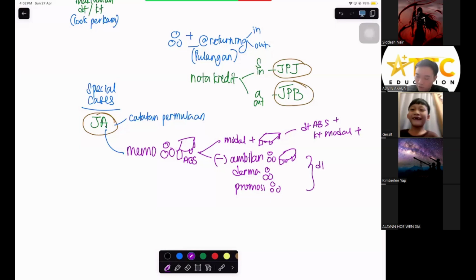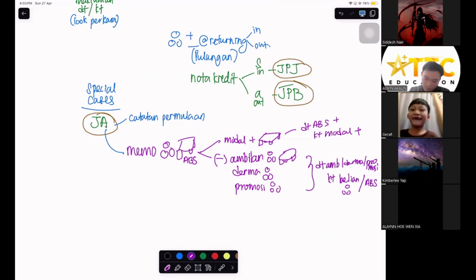But for this, you debit the, what is it about? Ambilan, derma, or promosi. And credit, if let's say they talk about barang niaga, then it will be belian lah. Or the particular ABS you take out from the company to bring back home. So these are some of the special cases.